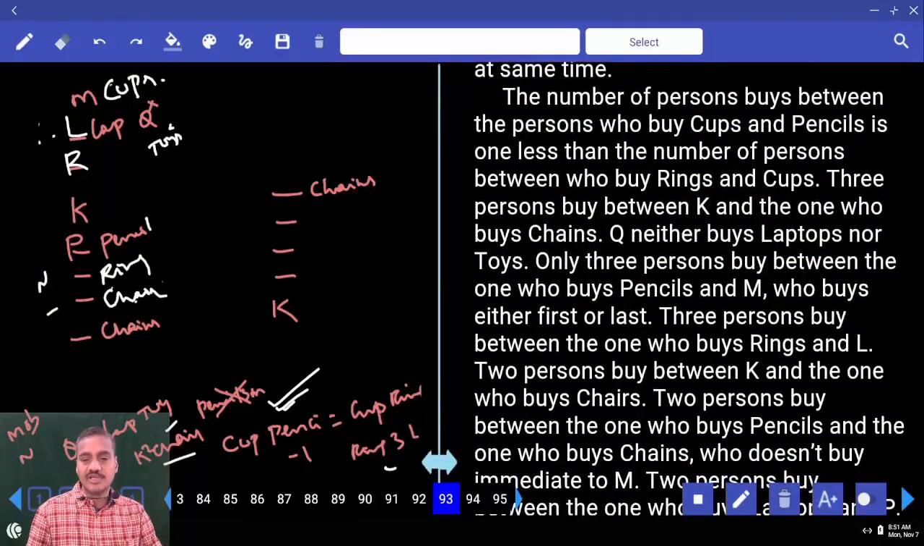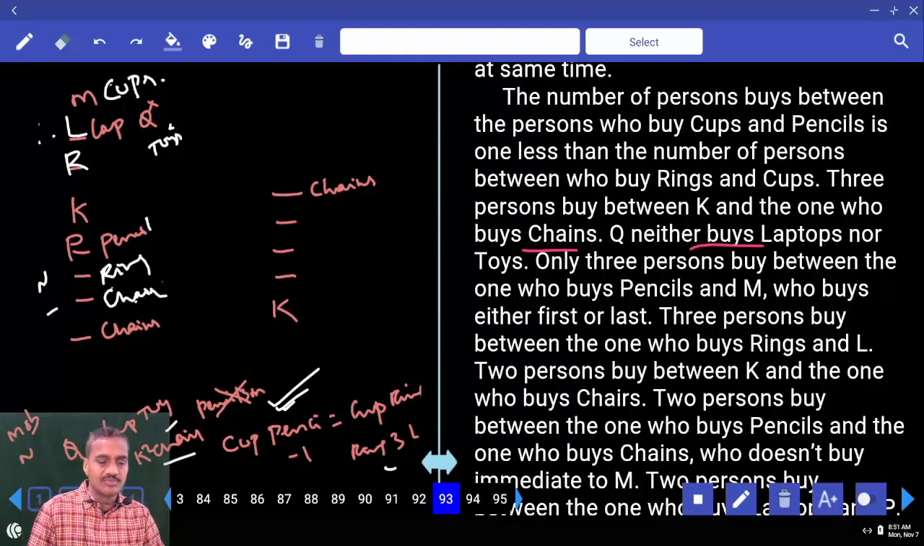Number of persons between the persons who buy cup and pencil. Cup ki pencil ki there are 3 persons, is 1 lesser than ring and cups. Ring ki cup ki entamandi unnaru cheppandi? Now between ring and cup there must be 1 less than ring and cup. There are 4 persons, that is valid. And 3 persons between K and the one who buys chain. Now between K and the one who buys chains there are exactly 3 people.